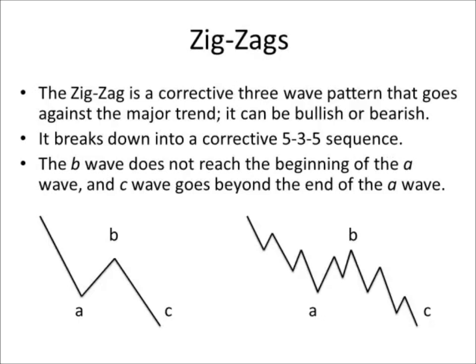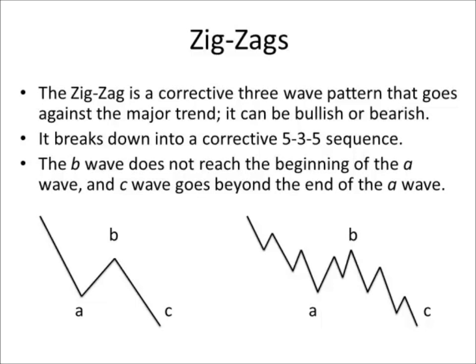Zigzags. This is the first of the 3 corrective wave patterns we will look at. They are called zigzags. So this is a wave pattern that goes against the major trend, right? Again, all the corrective waves are going to be ones that are going against the major trend. It can be a bullish or bearish pattern.